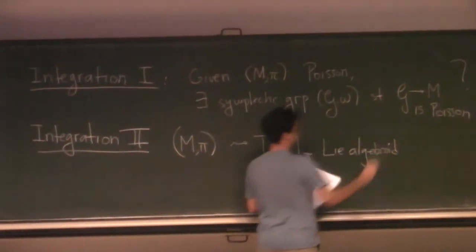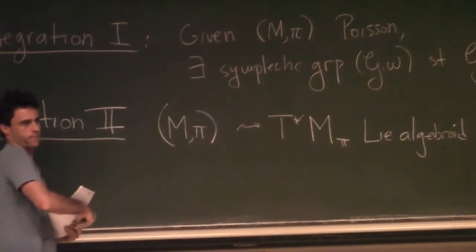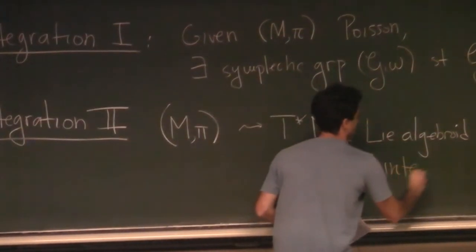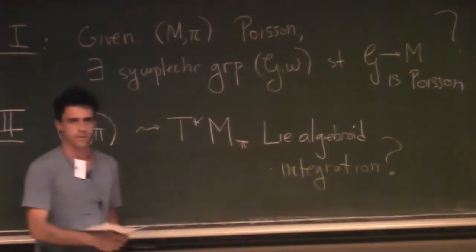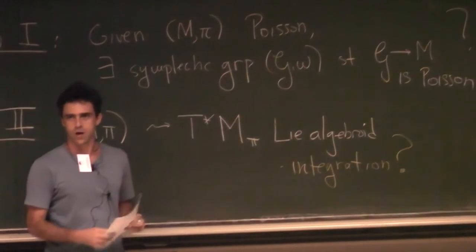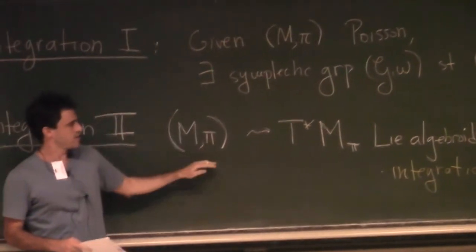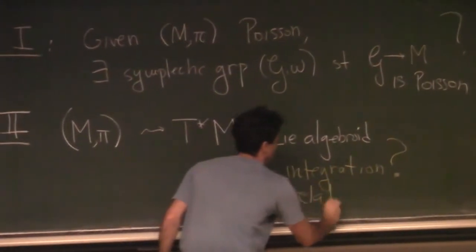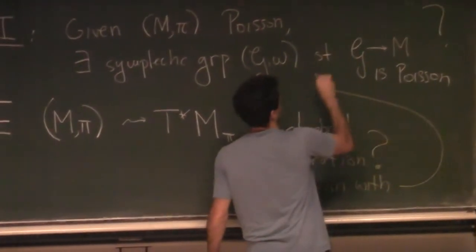So a natural integration problem is whether you can integrate this Lie algebroid to a Lie groupoid. And suppose you can. How is that related to the symplectic groupoid of the first integration problem that I stated? So this one you can state without knowing anything about Lie algebroids, and this one is a statement about Lie algebroids. What is the relation with the first integration problem?